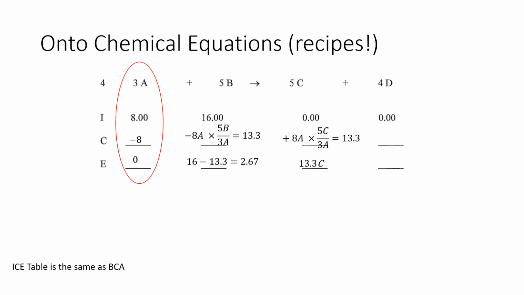Now go to the D. How much D can I make? Again, 8A multiplied by the mole ratio between D and A, so that's 4D over 3A. That will give you 10.7 D. To begin with, I have no D to begin with, so 0 plus 10.7, that should give me 10.7 D.